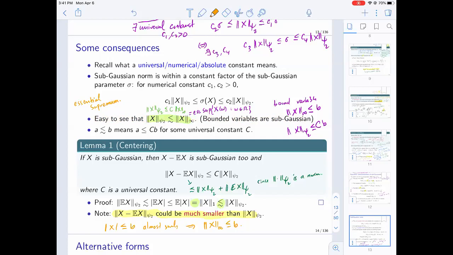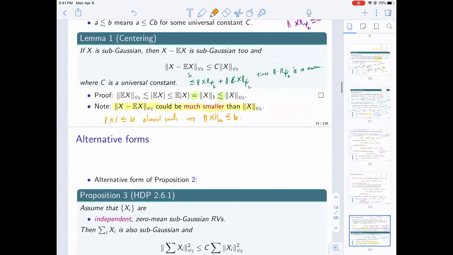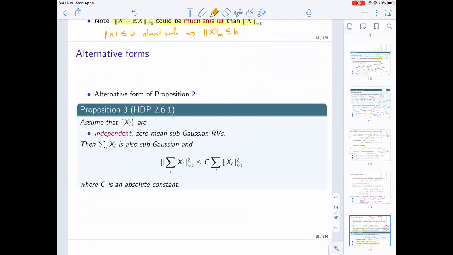Okay, and then we had that if you do centering, the sub-Gaussian norm of the centered version is bounded by the sub-Gaussian norm of the original one. I mentioned that often there are better bounds on the sub-Gaussian norm of this deviation. So this is a valid bound, but not necessarily the best bound. And then last time, I guess we finished here.